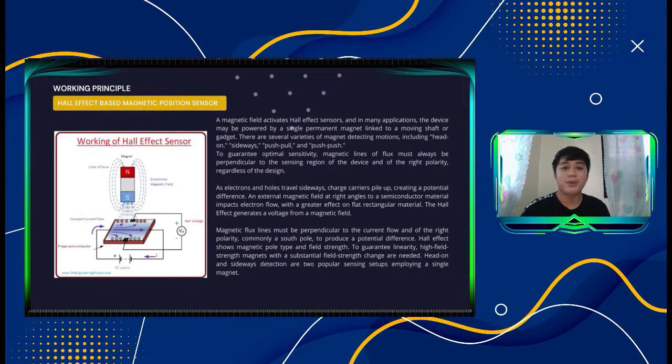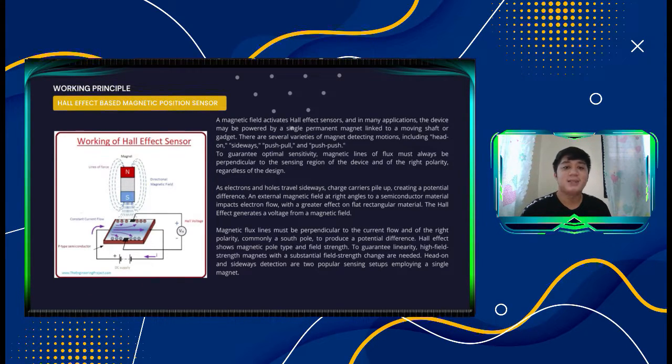So the build-up of charge carriers creates a potential difference between the two sides of the semiconductor material as electrons and holes migrate sidewards. The existence of the external magnetic field at right angles to the semiconductor material then affects the passage of electrons through it. And this impact is higher in flat, rectangular shaped material. The Hall effect is the result of employing a magnetic field to generate a quantifiable voltage.